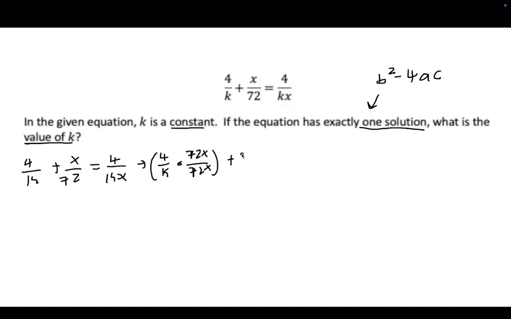Then we're going to add another bracket. Then we're going to add x over 72 times kx over kx. Oh yeah, I actually missed my 72. So this is x over 72 times kx over kx. And that's going to equal 4 over kx times 72 over 72. And then we're going to multiply this all out.